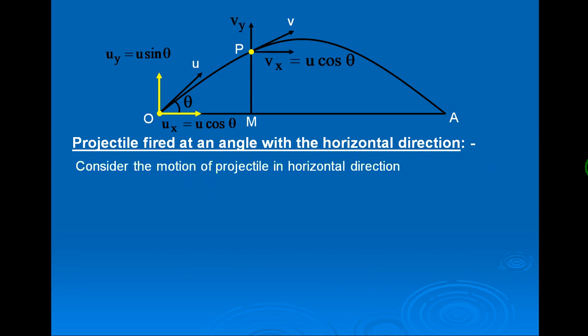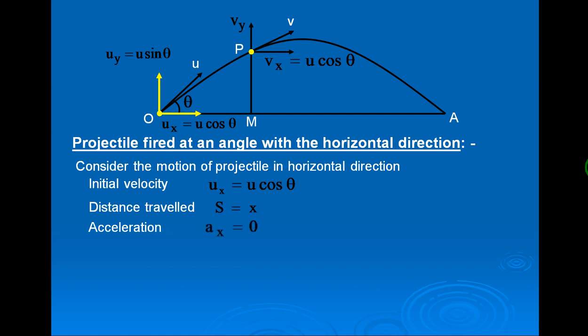Now consider the motion of the projectile in the horizontal direction. Initial velocity ux is equal to u cos theta. Distance traveled Om in the horizontal direction is equal to x. Therefore, s is equal to x. Acceleration ax is equal to 0 because there is no acceleration in the horizontal direction. Time taken, let it be small t.